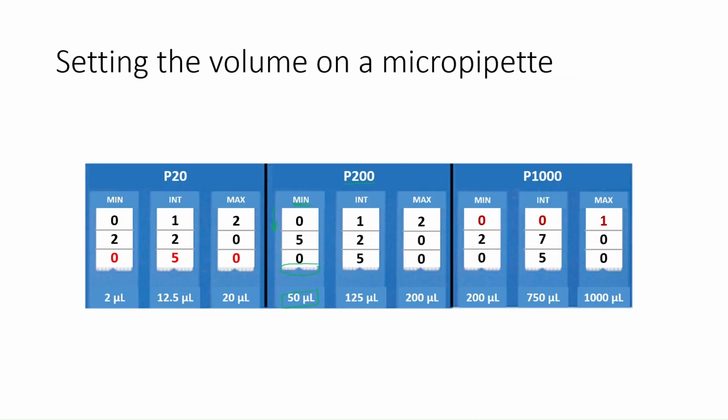And your fine volume adjustment knob to actually measure even more accurately. So you could, if you wanted, in this case, we're reading exactly 50.0, but you could, for example, read 50.1 or 50.2.